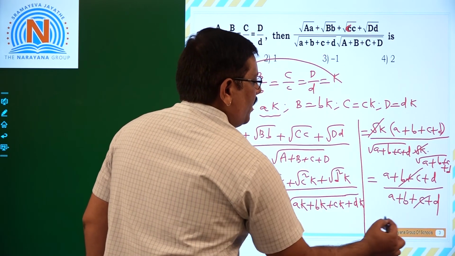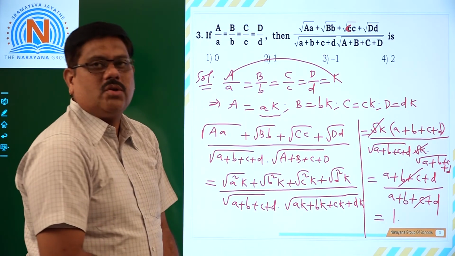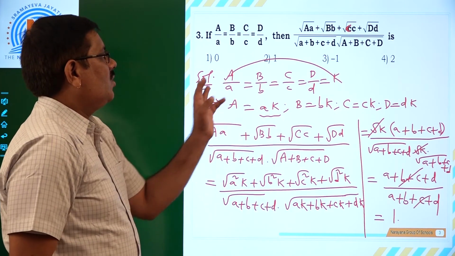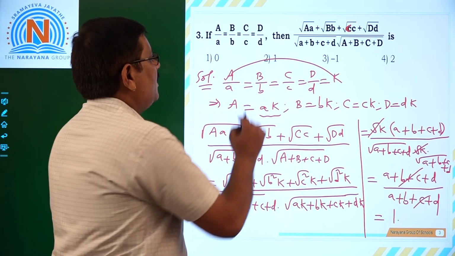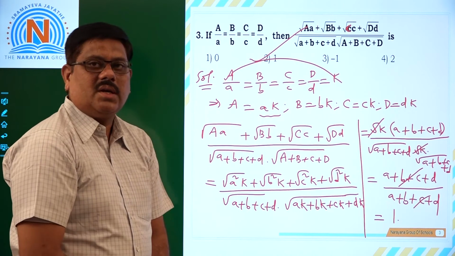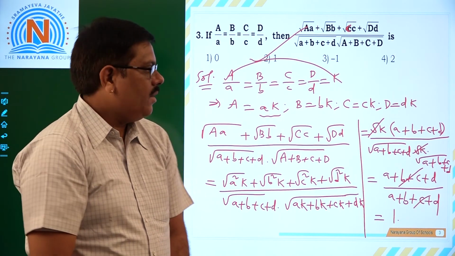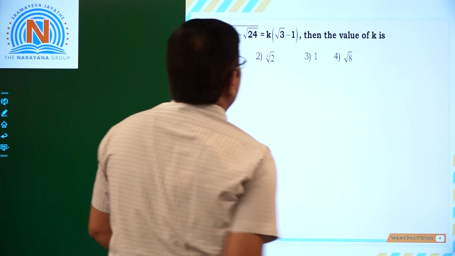Now numerator and denominator are nothing but the same, so the result is going to be 1. Out of the given options, the second option is 1. So that is the right answer for this question. Okay, now let us see the next question.